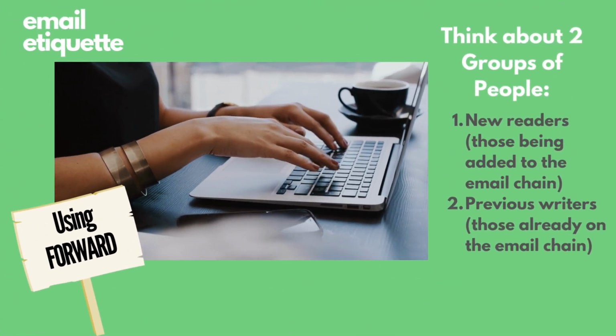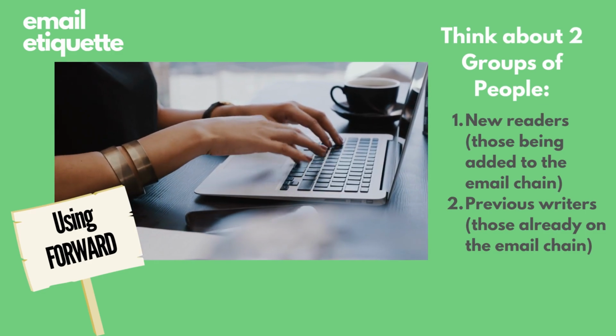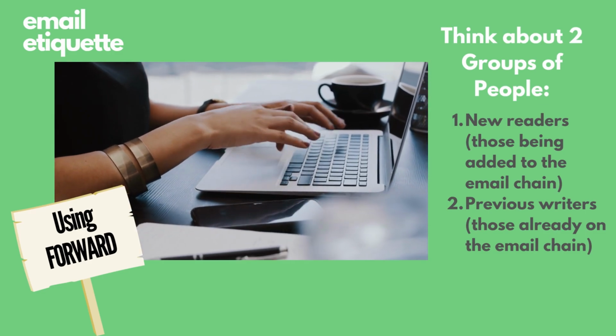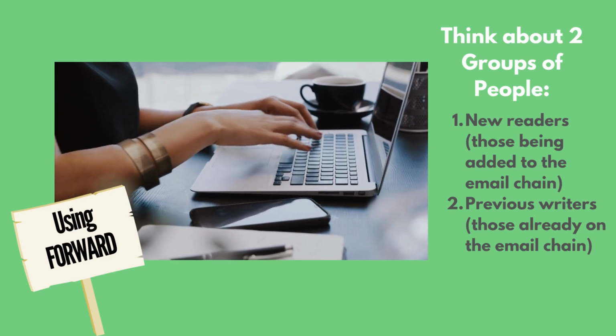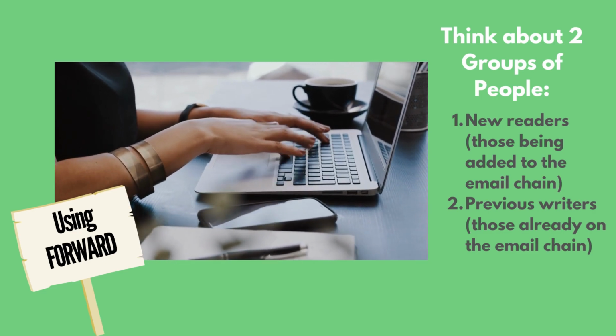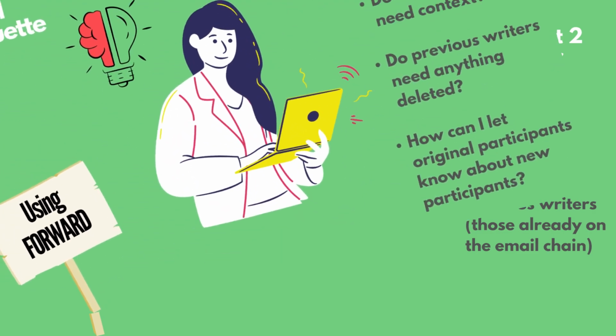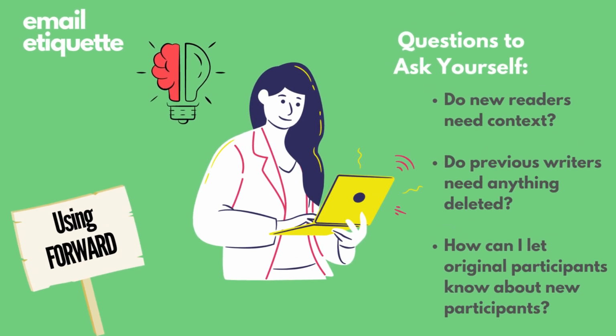When we forward an email, we have two groups of people to think about: our new readers, the people who will read the forward, and the previous writers, those who wrote on the email chain previously. New readers might need just 1 to 2 sentences about the context, what was being discussed on this email chain. Previous writers, those already included, might need something deleted.